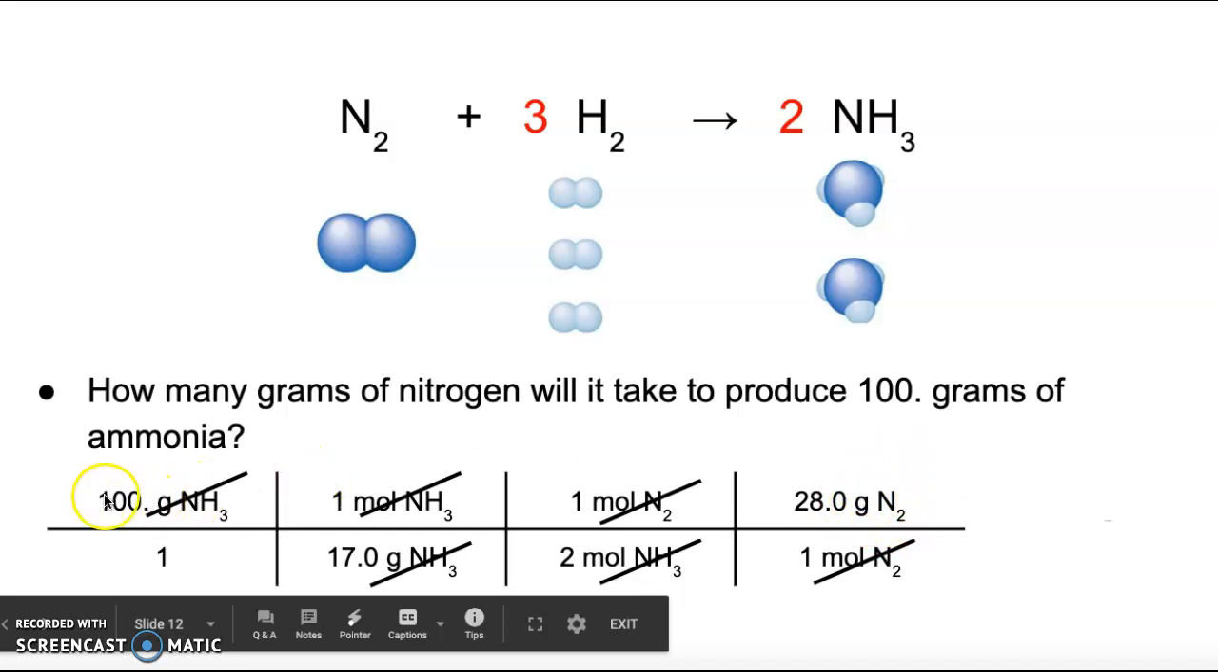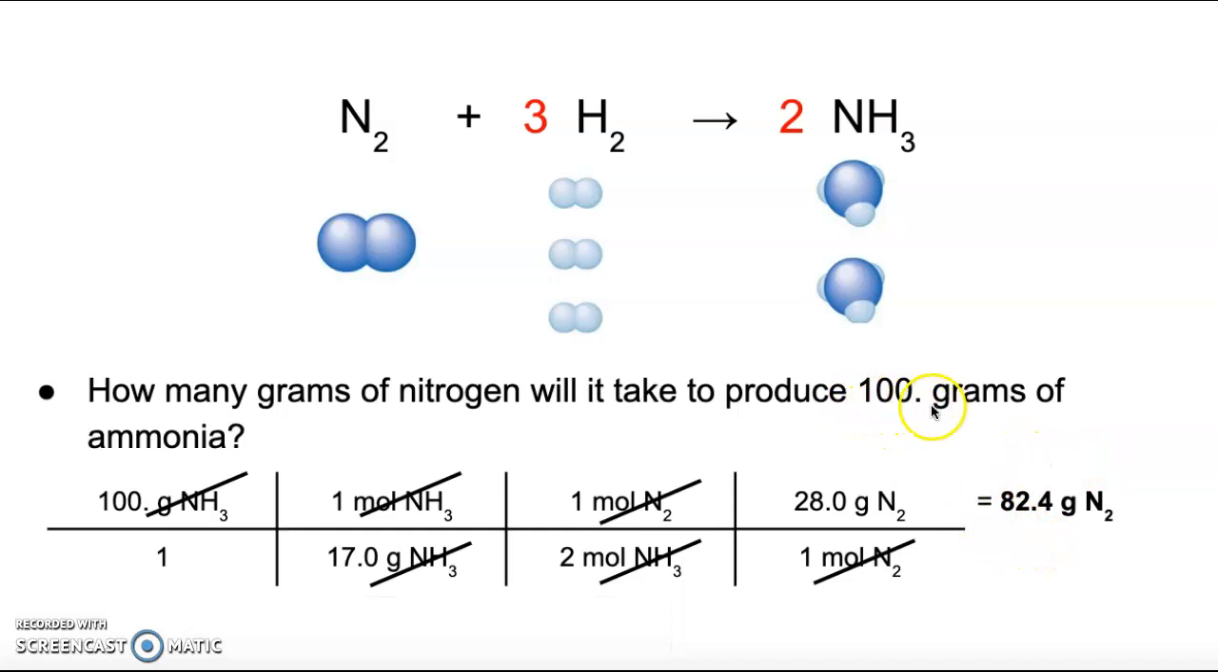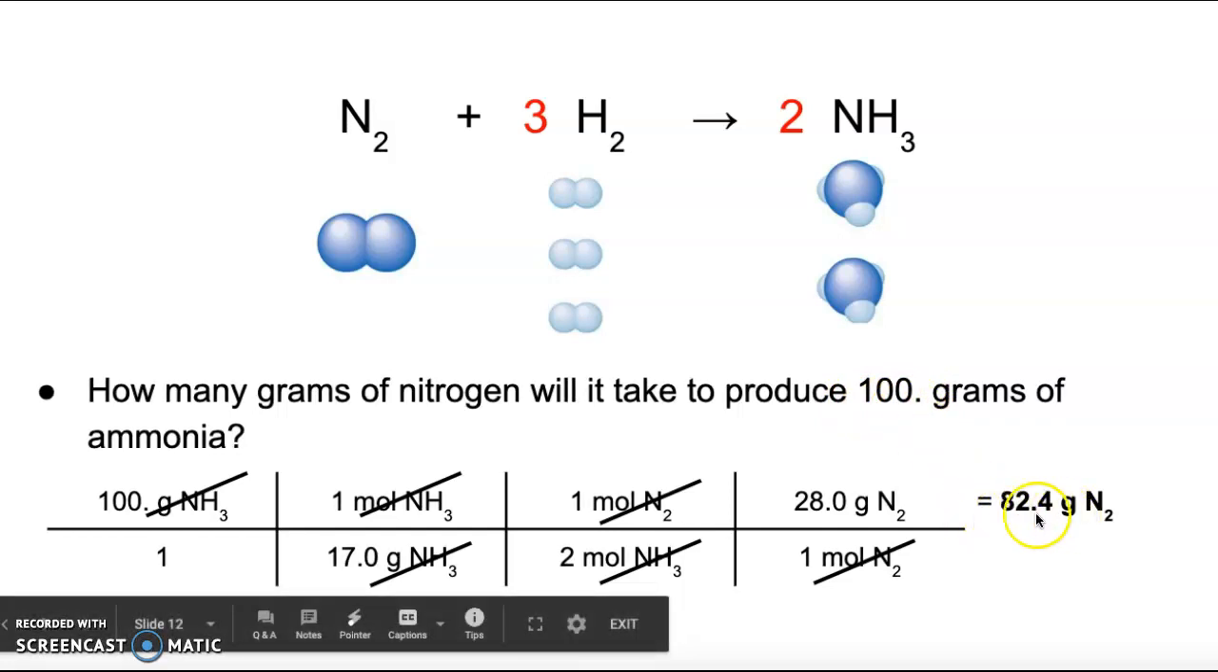So I'm going to multiply everything across the top. That's 100 times 28. And then I'm going to divide by everything on the bottom. So I'm going to divide by 17 times 2, or 34. So when I do this, I get an answer of 82.4 grams of nitrogen. Notice that I've got 3 sig figs in my question here because I've got this decimal point making these zeros significant. So I've got 3 sig figs in my answer here.